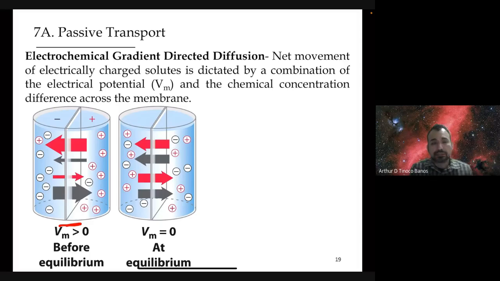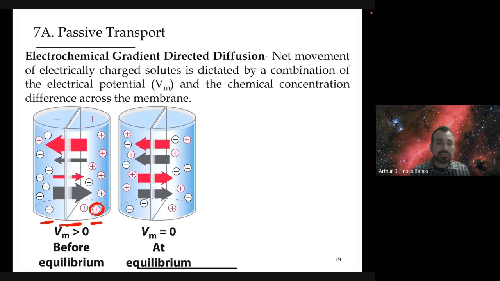In our cartoon on the left, we have the two chambers separated by the membrane, with two species there. One is negatively charged, one is positively charged. On the left side, we have a higher amount of the negatively charged species. On the right, we have a higher amount of the positively charged species. In terms of concentration, you have a movement of the negatively charged species from the left to the right, because they're going from higher concentration to lower concentration. Likewise, the positively charged species will move, by a chemical gradient, from the right to the left, from high concentration to low concentration.